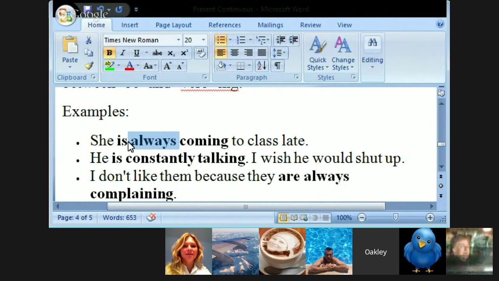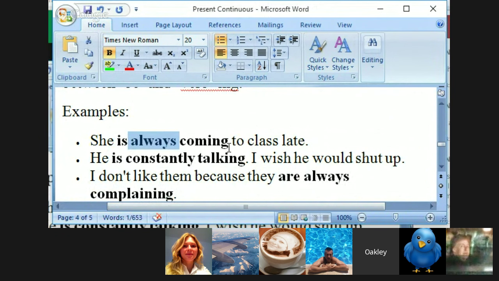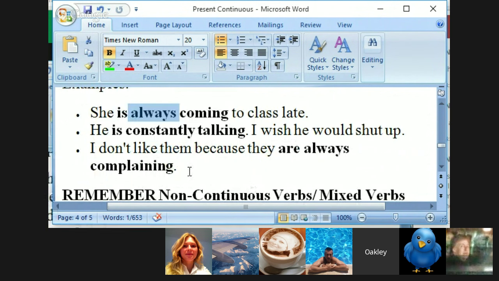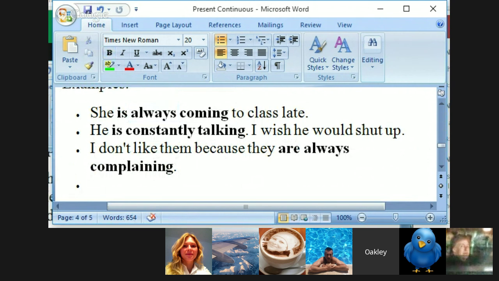All right, next example. He is constantly talking. I wish he would just shut up. All right, here we're clearly showing annoyance, and it is very often used to show annoyance. I don't like them because they're always complaining. But look, it is possible to use it in a positive way. For example, she is always smiling.